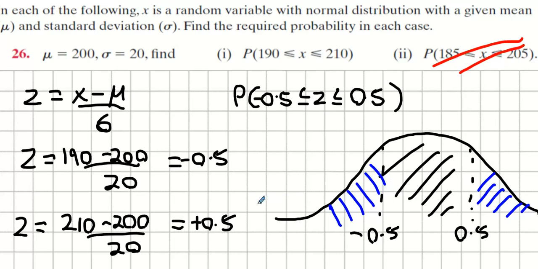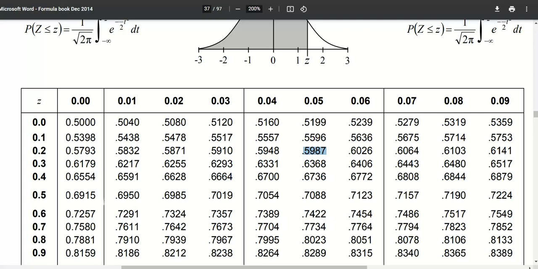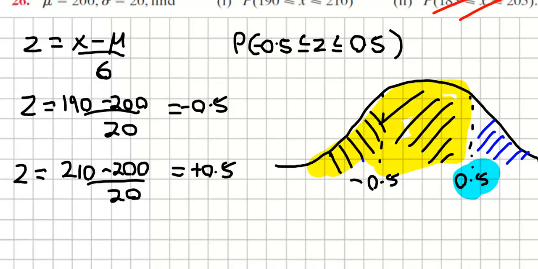So here's what I'm thinking. I get the size of this full yellow region. Everybody see that full yellow region? That's everything below a score of 0.5. Into the tables. Everybody happy with 0.6915? Okay, so 0.6915. And then I'm going to do 1 take away 0.6915. What is that?